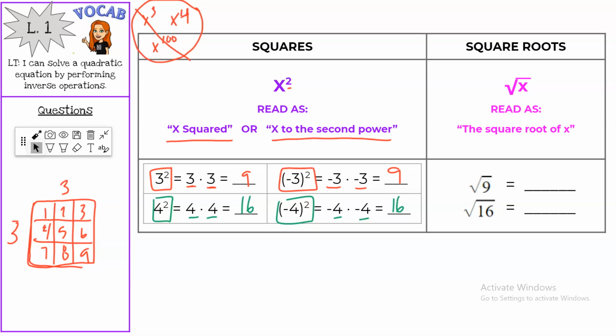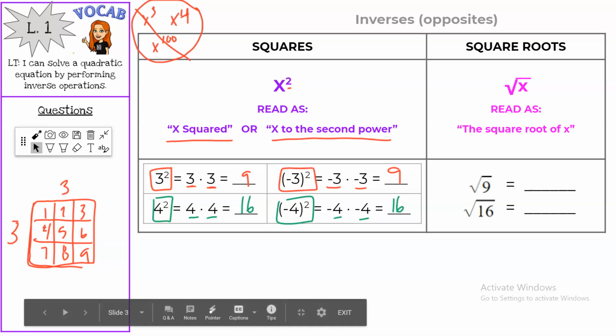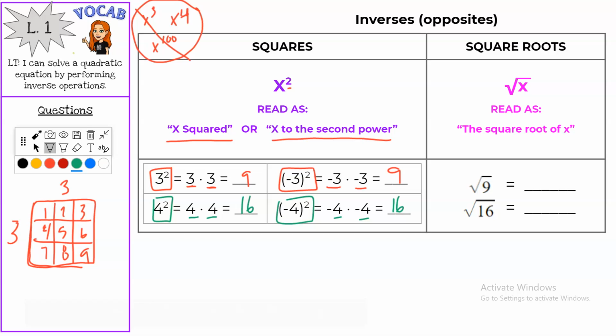So now that brings us into our other word, which is square roots. So square roots are the inverses or the opposites of squares. So just like we talked about addition and subtraction being opposites and multiplication and division, squares and square roots are also opposites, so they can undo the other.